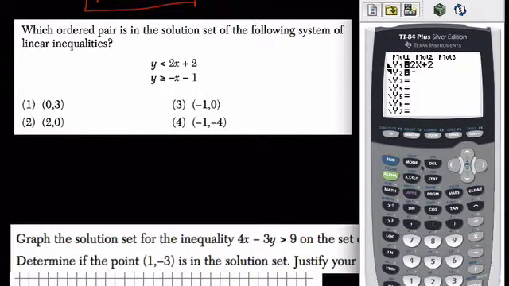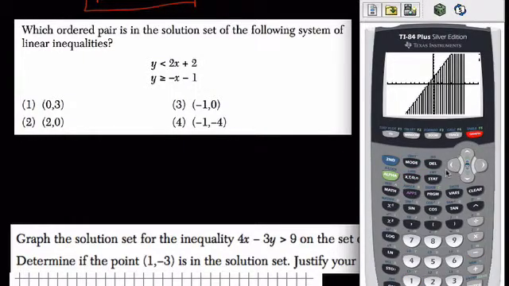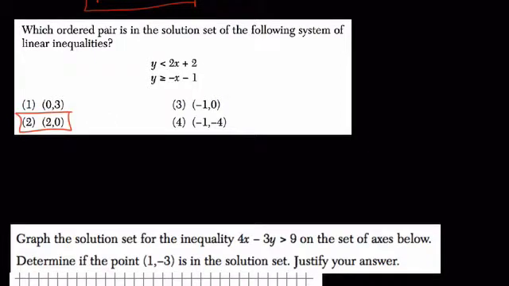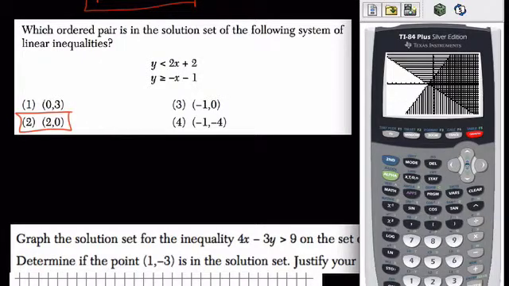Sorry, negative x minus 1. Okay. Now, if we graph both, what's going to happen is the graphing calculator will show you the shaded region. And you can kind of see here that (2, 0) is the point that's actually in both. And if you're not entirely convinced, plug 2 as the x value and plug 0 as the y value into each inequality, and you'll see it's the only point that really works for both.